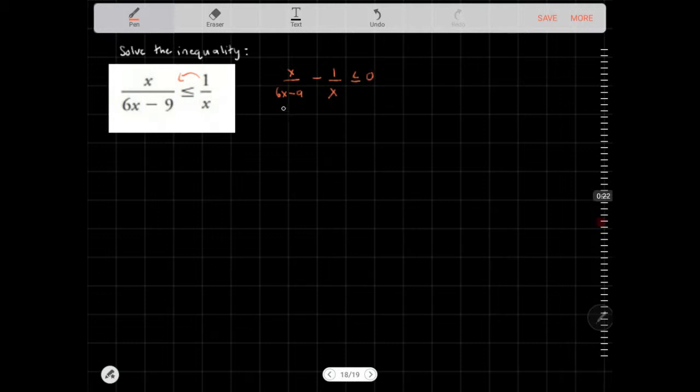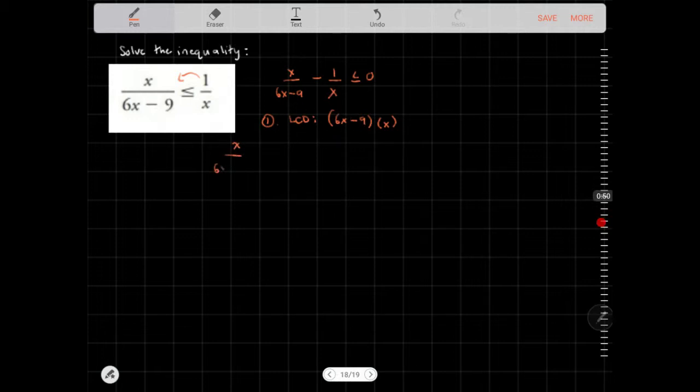And in order for us to solve this inequality, what you need to first do here is make sure that the denominators are the same, right? So we need to look for a lowest common denominator, and that's as simple as multiplying the two factors, or the two terms in the denominator, together. So the lowest common denominator is 6x minus 9 times x, right? So I'm going to make them equivalent fractions with this denominator.